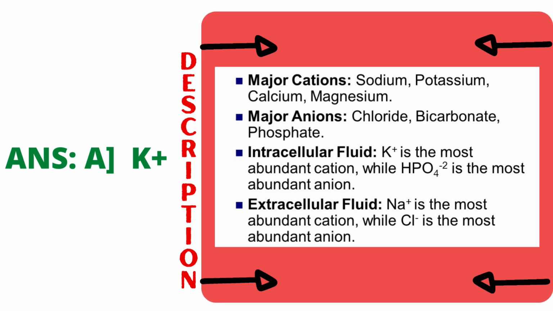For this you need to know which are the major cations and which are the major anions present in the body fluids. The major cations are sodium, potassium, magnesium and calcium. The major anions are chloride, bicarbonate, phosphates. In intracellular fluid, the abundant cation is potassium and the abundant anion is phosphates. In extracellular fluid, the abundant cation is sodium and the abundant anion is chloride.